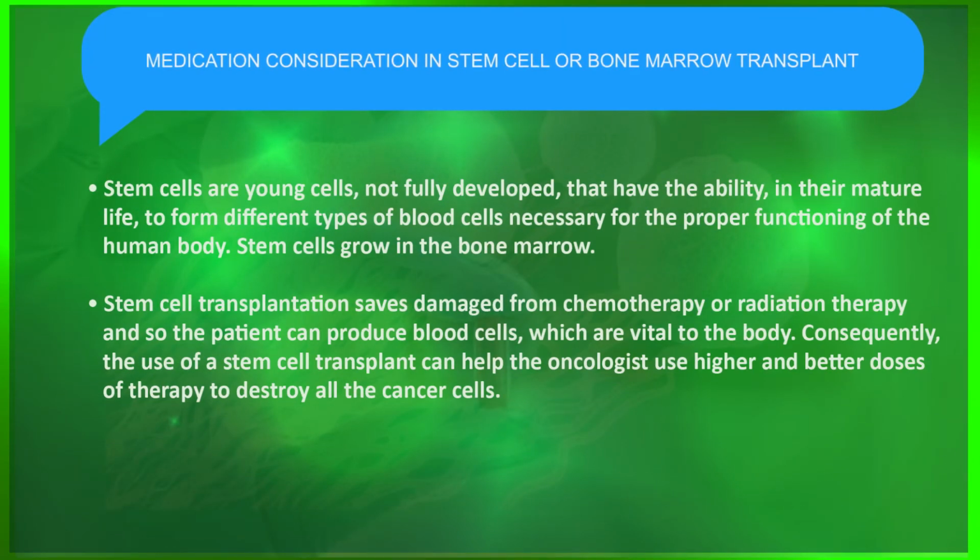Medication consideration in stem cell or bone marrow transplant. Stem cells are young cells, not fully developed, that have the ability, in their mature life, to form different types of blood cells necessary for the proper functioning of the human body. Stem cells grow in the bone marrow. Stem cell transplantation saves the bone marrow damaged by chemotherapy or radiation therapy, so the patient can produce blood cells, which are vital to the body. Consequently, the use of a stem cell transplant can help the oncologist use higher and better doses of therapy to destroy all the cancer cells.